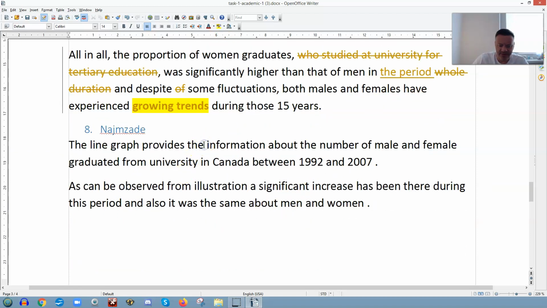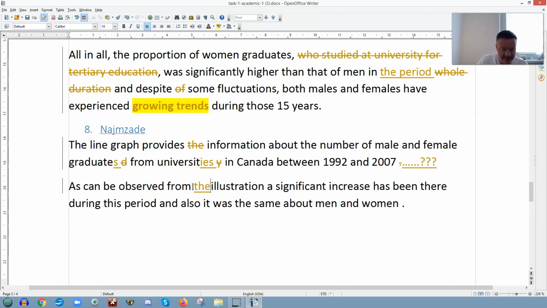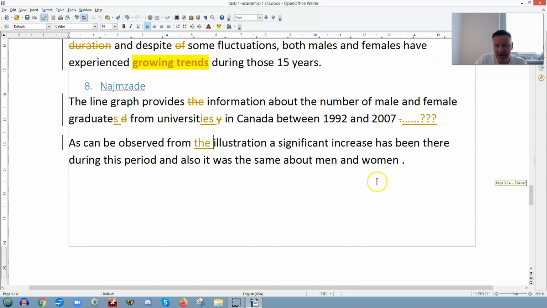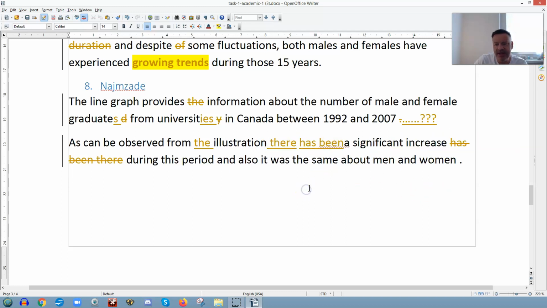The line graph provides information about the number of male and female graduates. University in Canada. Again, it's universities in Canada. And 2007. Again, you could have put how it's measured. As can be observed from the illustration, a significant increase there has been, right. So there has been, what's your word order here? There has been a significant increase during this period.